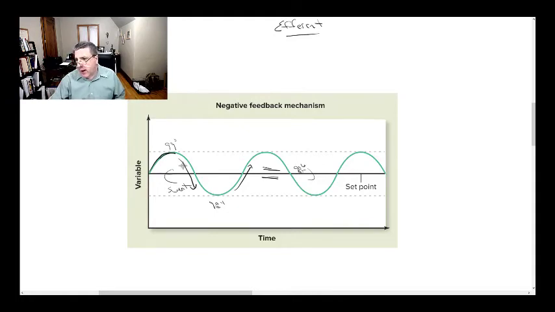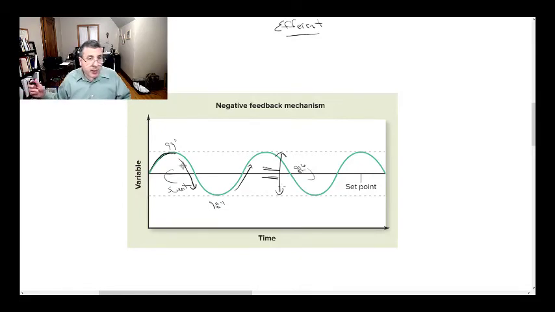So when we're looking at the negative feedback, it maintains this variable with an opposite stimulation. So what's that mean? The variable is temperature. In this case, we rose up to 99 degrees. The opposite of that is going to lower it down. Now, if you're cold, the opposite is going to bring it up. But it maintains within that normal range. That's negative feedback, okay?